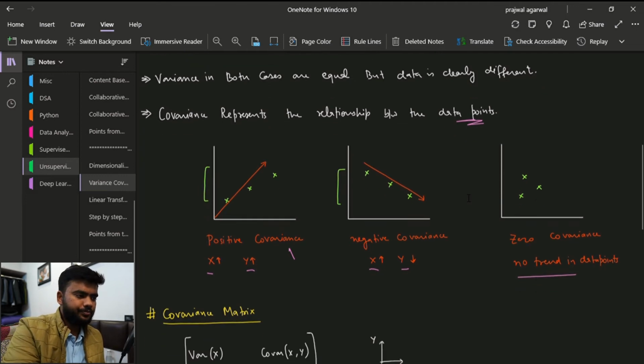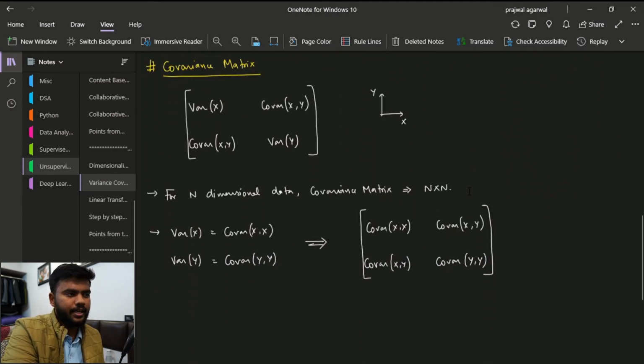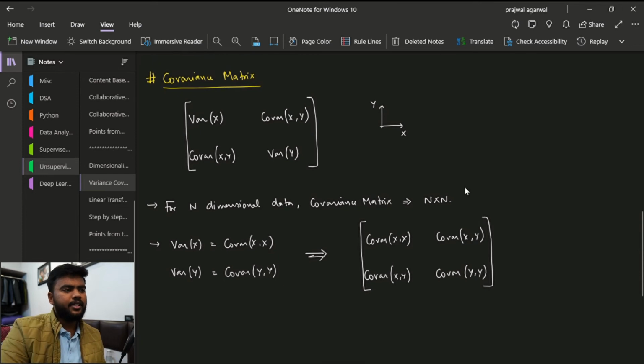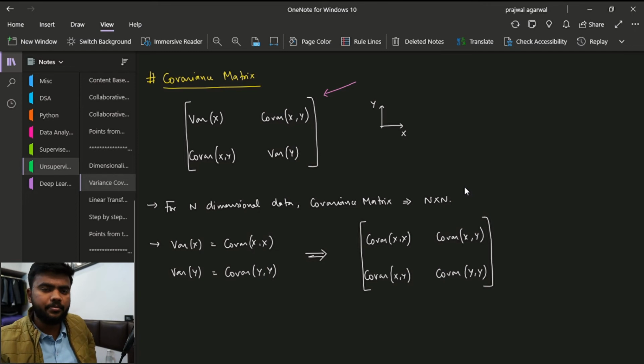What is a covariance matrix? This is something that you can just remember. If you are studying for coding, this is something that just one line of code can give you, so it's okay. So what is a covariance matrix?